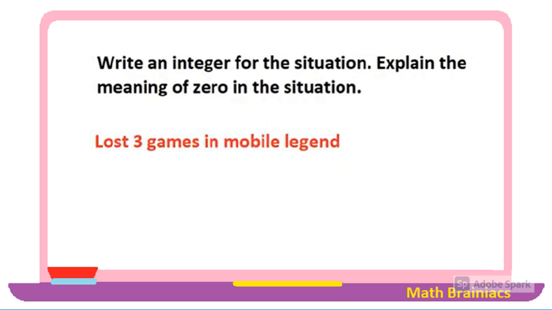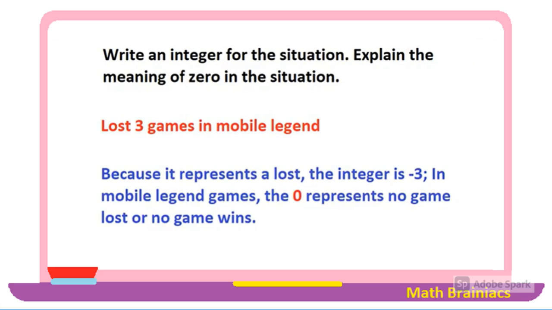Let us work on another example so that you can fully understand the lesson. Write an integer for the situation. Explain the meaning of 0 in the situation. Lost 3 games in Mobile Legend. Because it represents a loss, the integer is negative 3. In Mobile Legend games, the 0 represents no game lost or no game win.